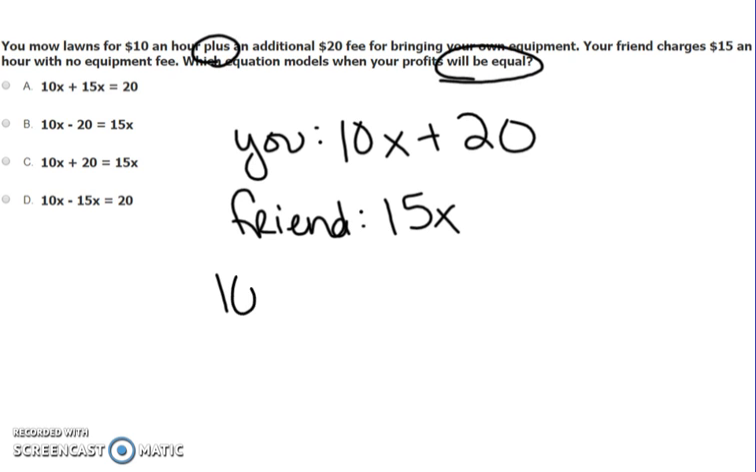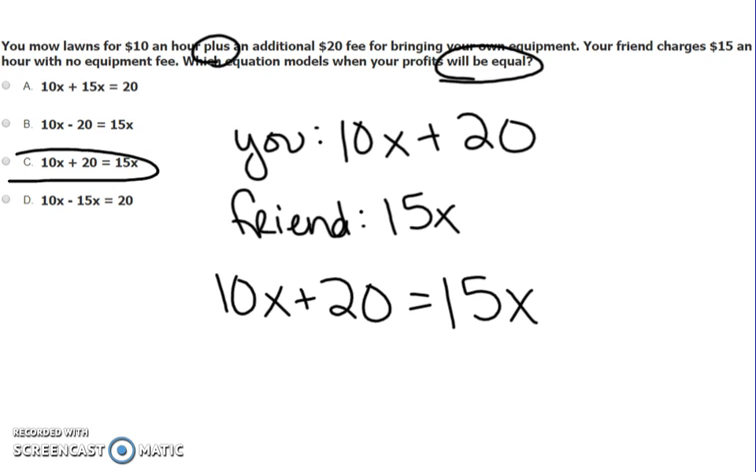So if we need it to be equal, I'm going to say 10x plus 20 for you is equal to your friend. We don't want to combine our money and our friend's money. We want them equal to each other. So 10x plus 20 equals 15x.